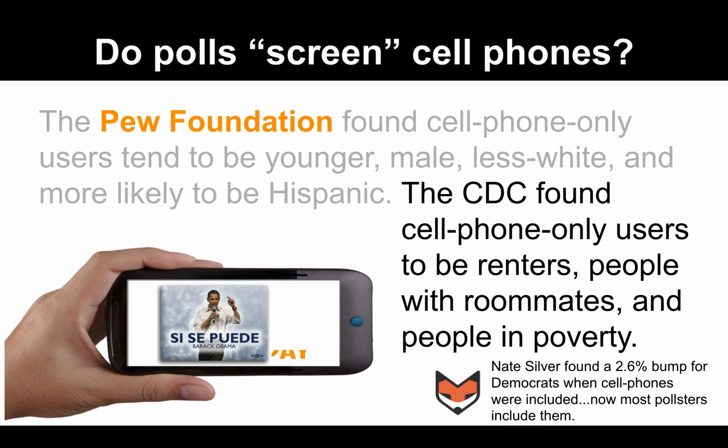So today you have polling companies trying to reach out to that younger population, the population that doesn't have landlines, that just has cell phones. And they're trying to do that via websites that can do polling, via random digit dialing that can hit cell phones. They're trying to reach out to that population.